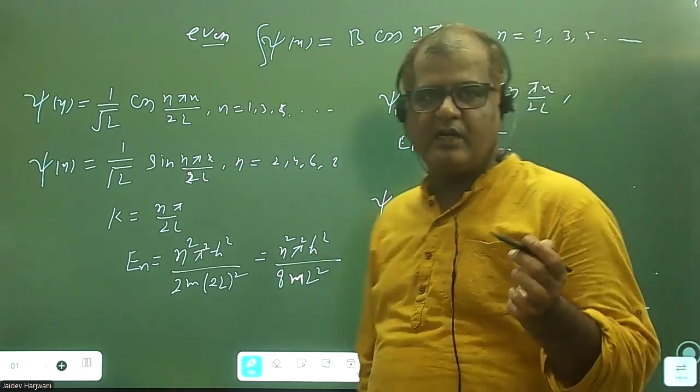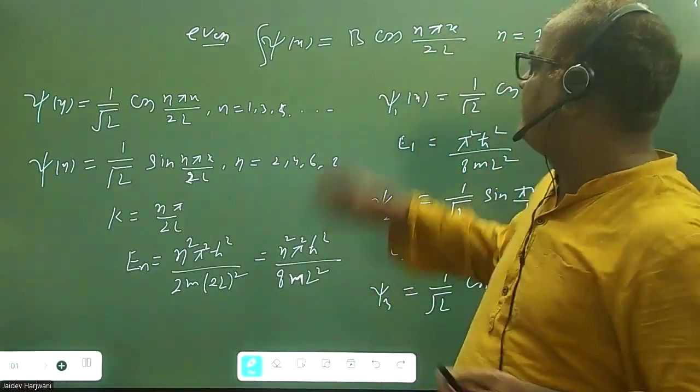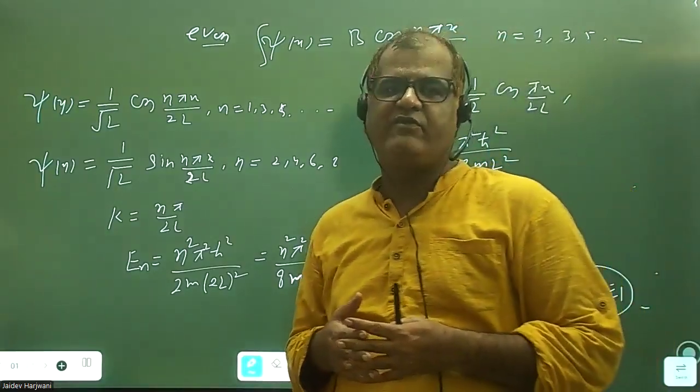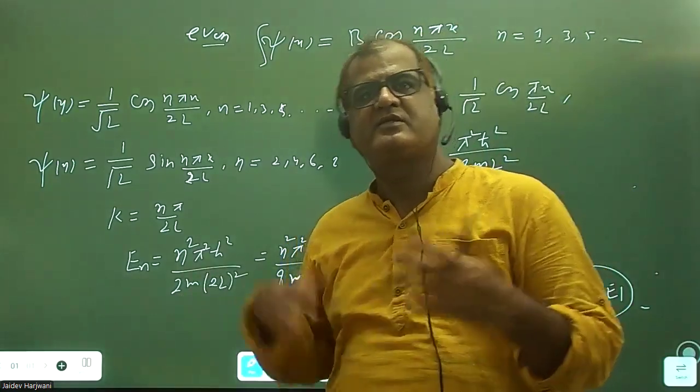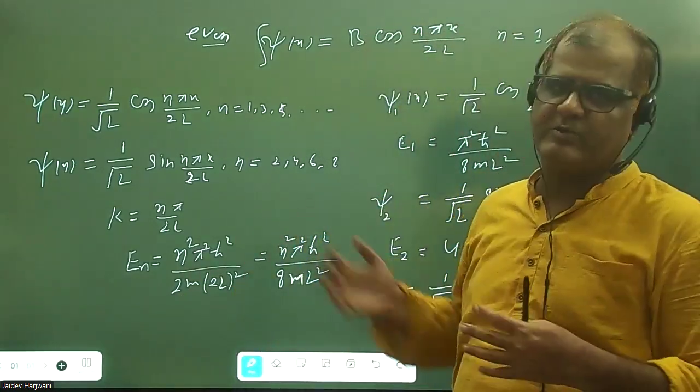So these are the eigenstates for a symmetrical potential, which have definite parity, odd or even. We will discuss more about this.